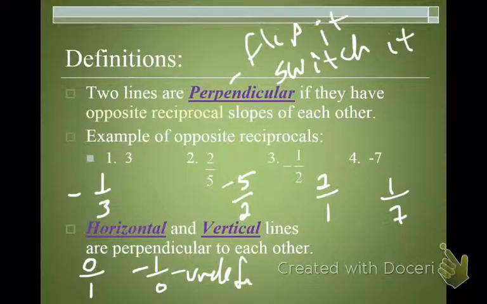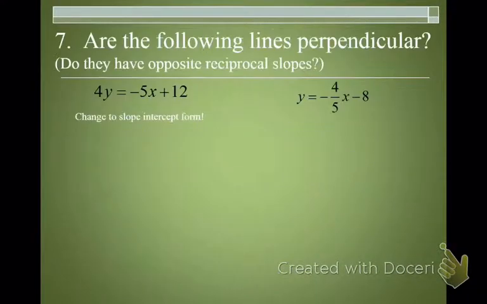And so what we see here is that a slope of 0 and an undefined slope are going to be perpendicular slopes. And the slope of a horizontal line is 0, and the slope of a vertical line is undefined. So horizontal and vertical lines are always perpendicular to each other. Okay? All right. That being said, same as before, are the following lines perpendicular?